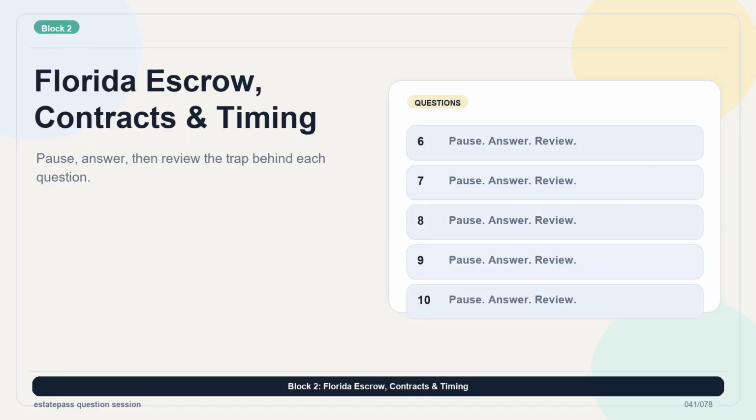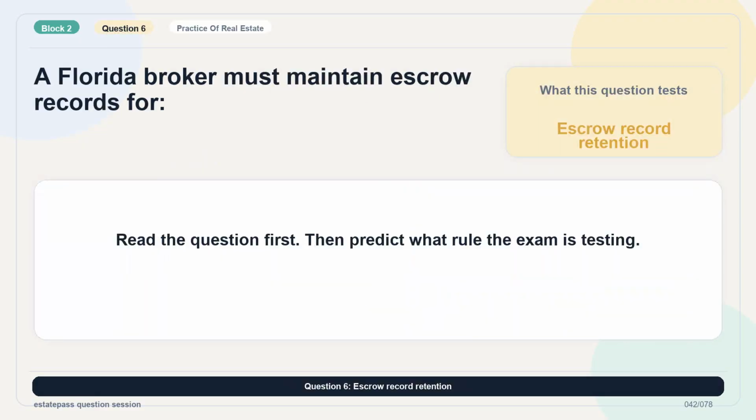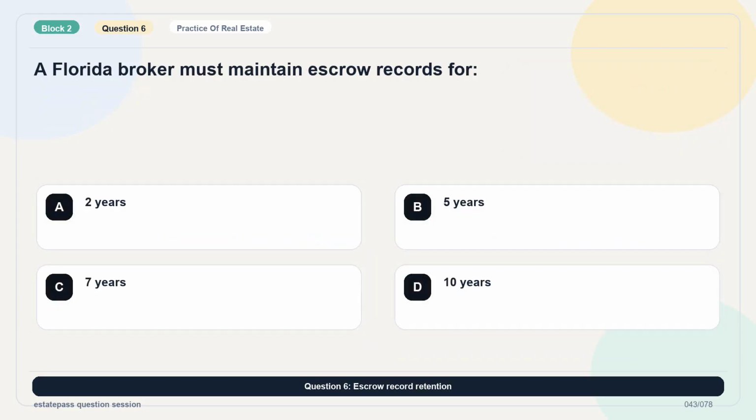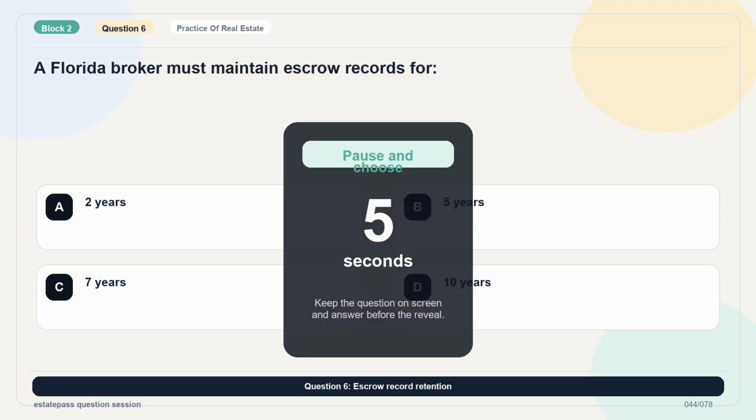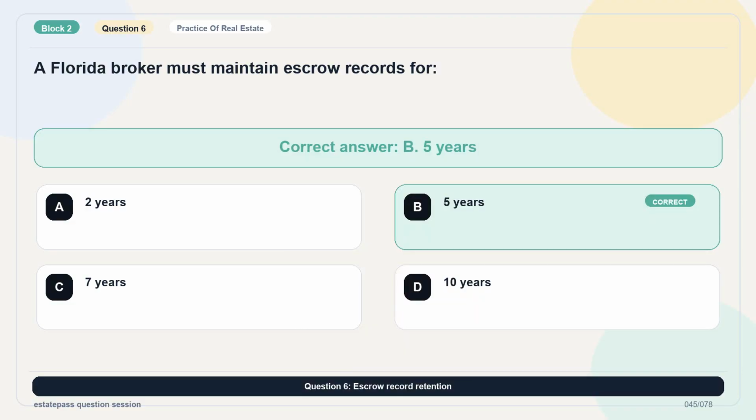Block 2. Florida escrow, contracts and timing. Pause. Answer. Then review the trap behind each question. Question 6. A Florida broker must maintain escrow records for: A. 2 years, B. 5 years, C. 7 years. Pause here and choose your answer. The correct answer is B. 5 years.